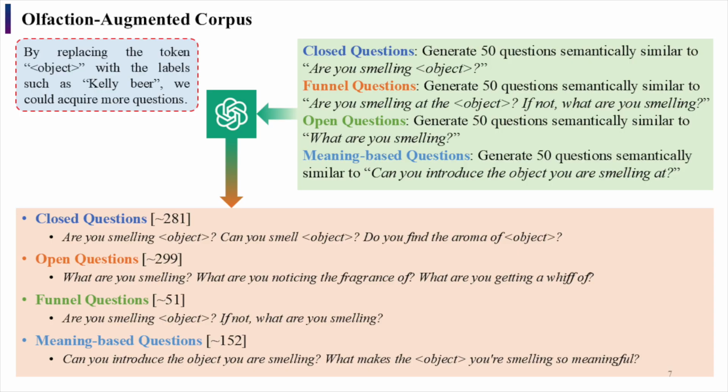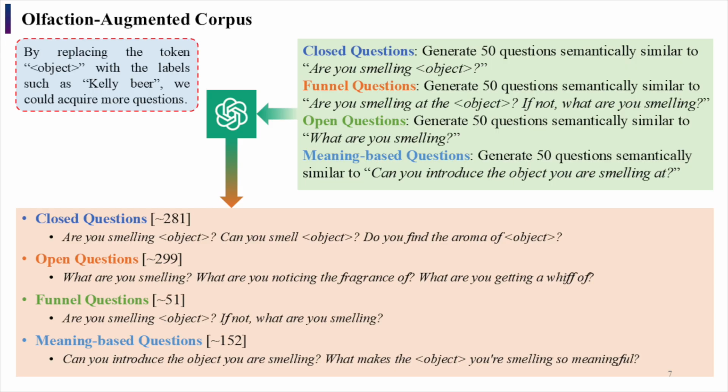As for the olfaction augmented large language models, we first make a corpus. We consider that there are 4 types of questions that are related. For the closed questions, large language models only need to answer yes or no. For the functional questions, the model actually needs to answer the questions in 2 steps. The first step is to answer yes or no. If no comes out, the models need to provide the correct label for the second question. For the open questions, the models need to provide the label and, of course, a short introduction may also be included. For the meaning-based questions, the models need to answer the question with the labels and their related knowledge.